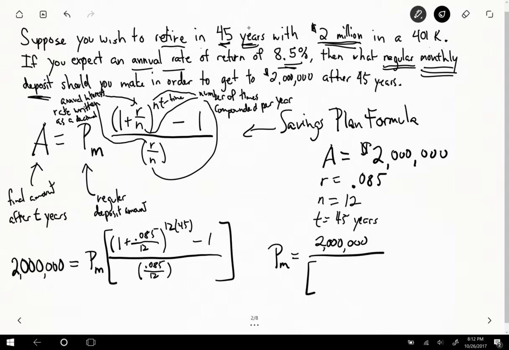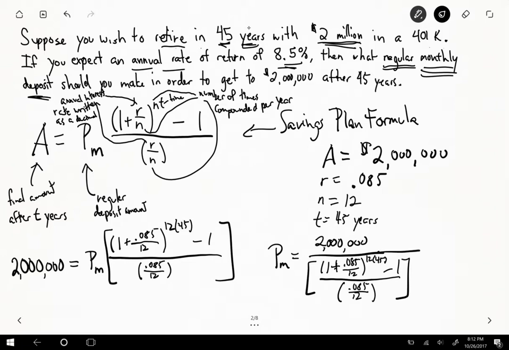So you have that 1 plus, don't let your eyes fool you, that's a perfect plus, 0.085 divided by 12 raised to the 12 times 45, and then we had a minus 1, and all that is divided by 0.085 divided by 12. So notice we have some form, and we'll have to do some work on a calculator, but we can figure out what the answer is. Little tricks of the trade.